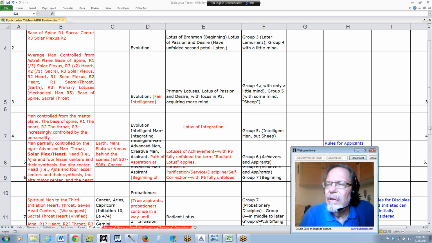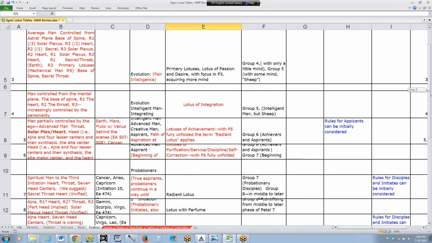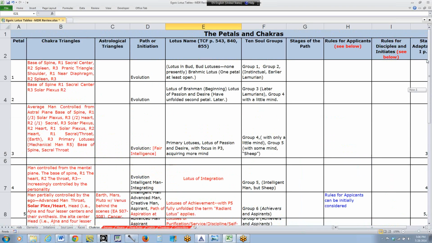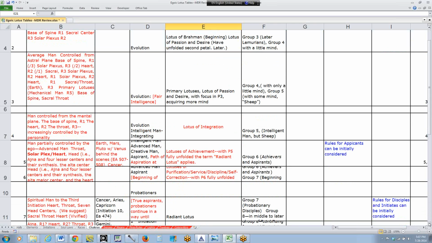I've done the various groups, human groups, 10 soul groups. The groups 1 and 2, quite instinctual. Group 3, very emotional. Group 4, for the third petal, having a little mind, but group 5 having more mind and some specialized types, such as the primary lotuses in there. Intelligent man is found in group 5, but he's a bit of a sheep because he has not yet really integrated his personality and emerged from the mass.